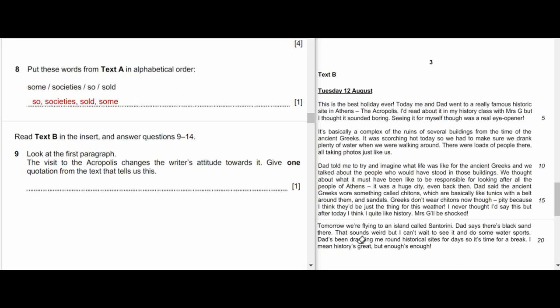All right, that's it, the reading. Now let's get back to the question. Question 9, look at the first paragraph. The visit to the Acropolis changes the writer's attitude towards it. Give one quotation from the text that tells us this.